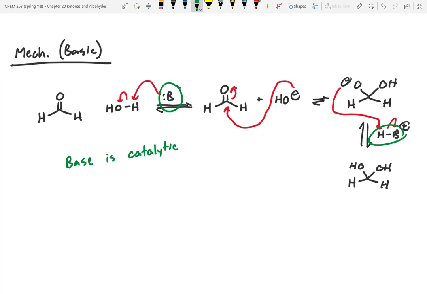Does that make sense? It does depend though, like I said, usually this reaction is just done with sodium hydroxide or potassium hydroxide, so you don't have to worry about it being catalytic. You're just shoving in a bunch of hydroxide to favor formation of your product.